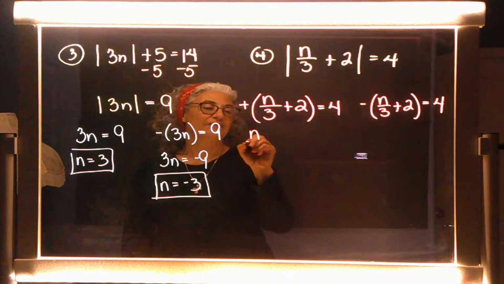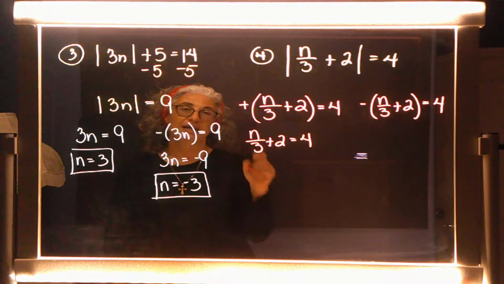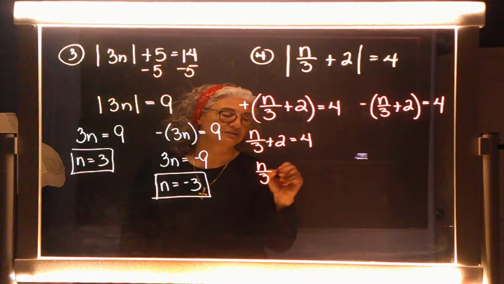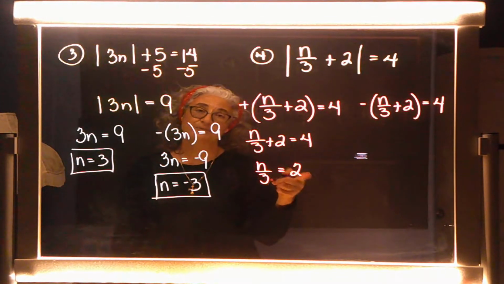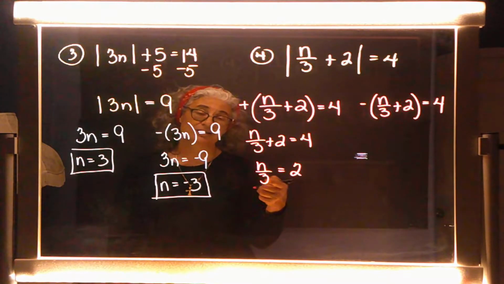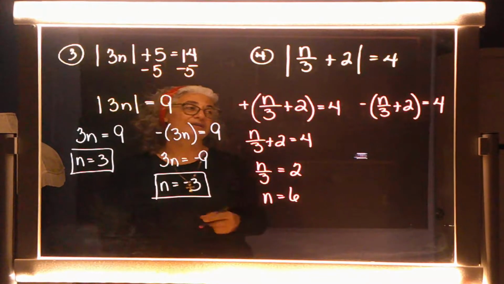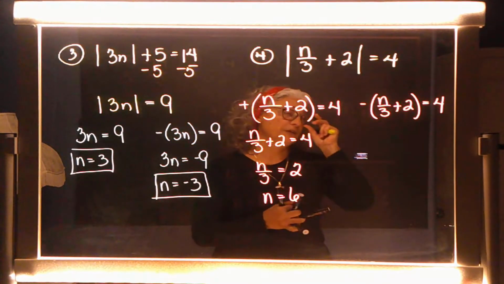You with me? All right, so here, positive sign isn't going to change anything. I still have n over 3 plus 2 equaling 4. And then minus the 2 on both sides, good. And then, good, multiply both sides by 3 because you got to get rid of that denominator over 3, which means you have n equaling 6. Excellent.